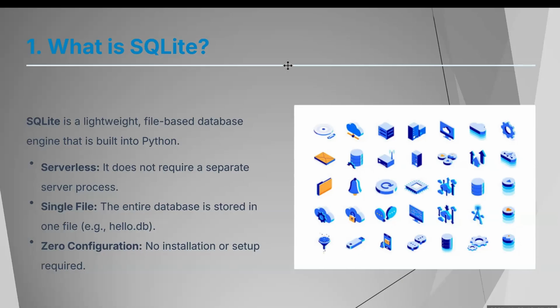So first of all, what is SQLite? In a basic way, it is a kind of database where we are going to store our information. We have many kinds of databases like MySQL Workbench, PostgreSQL, and MongoDB, which comes under NoSQL. Basically, SQL is a structured query language where the data is stored in rows and columns.